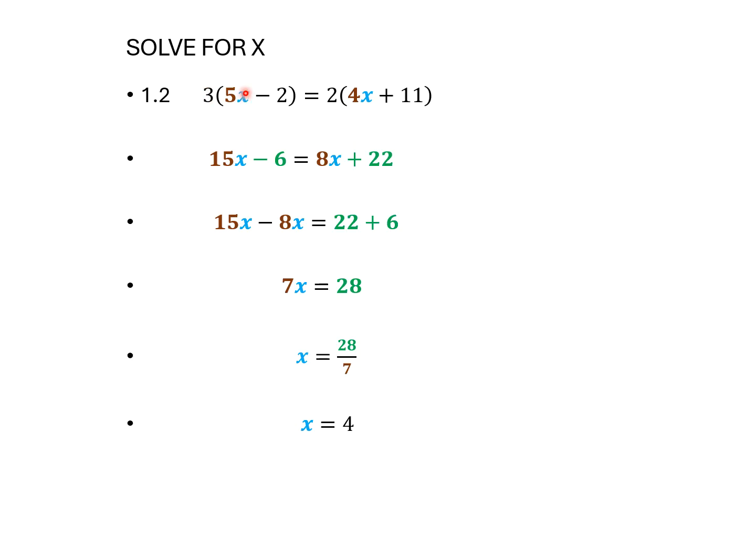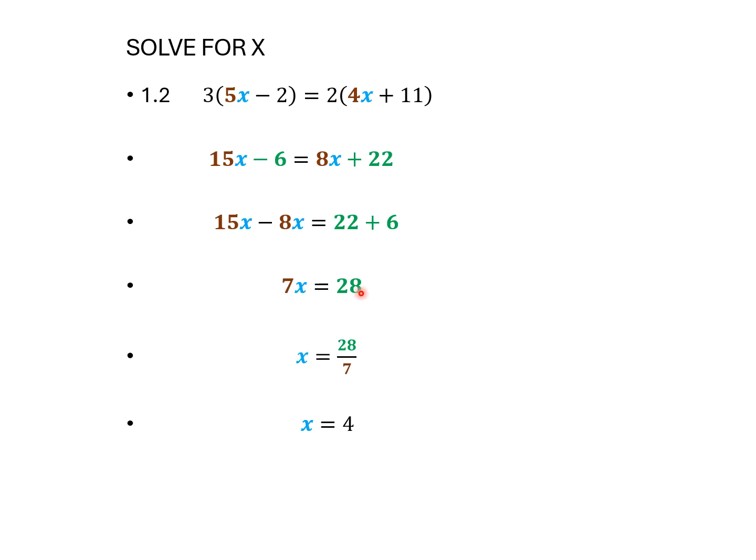So 3 times 5x becomes 15x. 3 times negative 2 becomes negative 6. 2 times 4x becomes 8x. 2 times 11 becomes 22. Right? Now I'm going to take all my x's to the same side. So 15x, if I take positive 8x over, it becomes negative 8x. Left with 22 here. If I bring minus 6 over, it becomes plus 6. 15 minus 8 gives me 7.